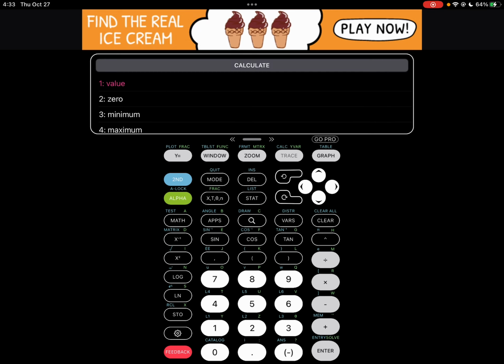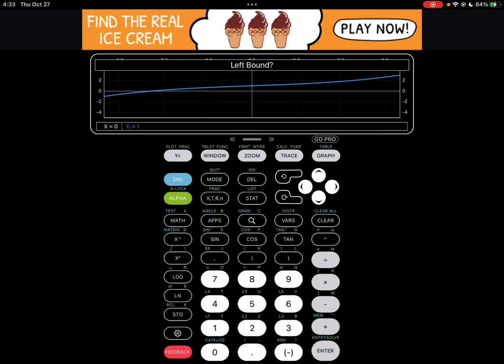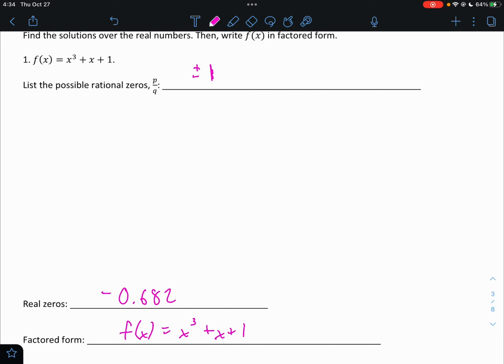So we can go second, calculate the 0. And we should know how to do this by now. Go just to the left of it, enter, just to the right of it, enter, and our 0 is negative 0.682. All right, so factored form, there's no way to factor it. That means our factored form is just the original function. The other two answers would be imaginary, but there's really no way for us to find them mathematically with our knowledge at this point.